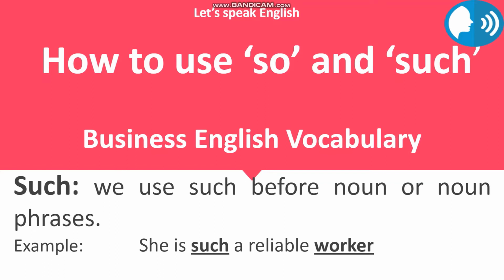So let's quickly see how "such" is used. Such is always used before a noun and noun phrases. For example, she is such a reliable worker, not she is so a reliable worker. That's wrong. So, as you can see, we use "such" before a noun even if there is an adjective in front of the noun. For example, she is such a reliable worker. Reliable is the adjective and worker is the noun. But "such" fits in here correctly.